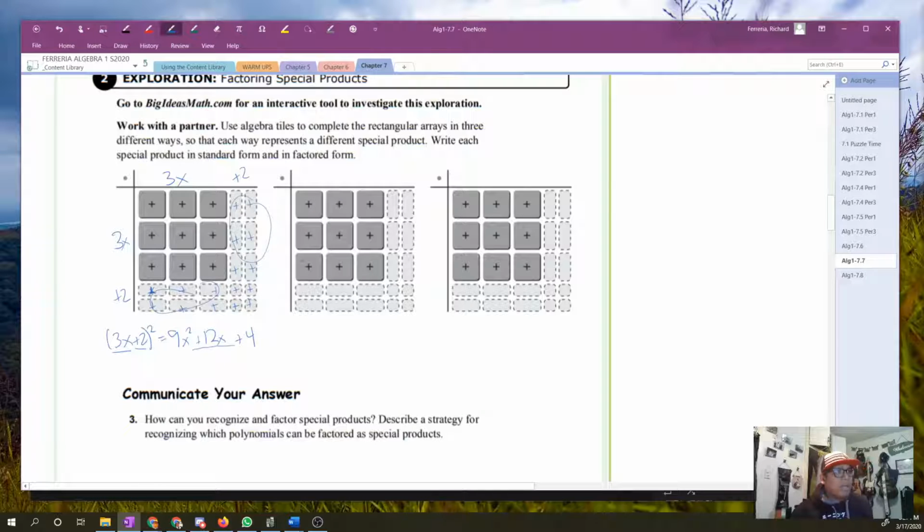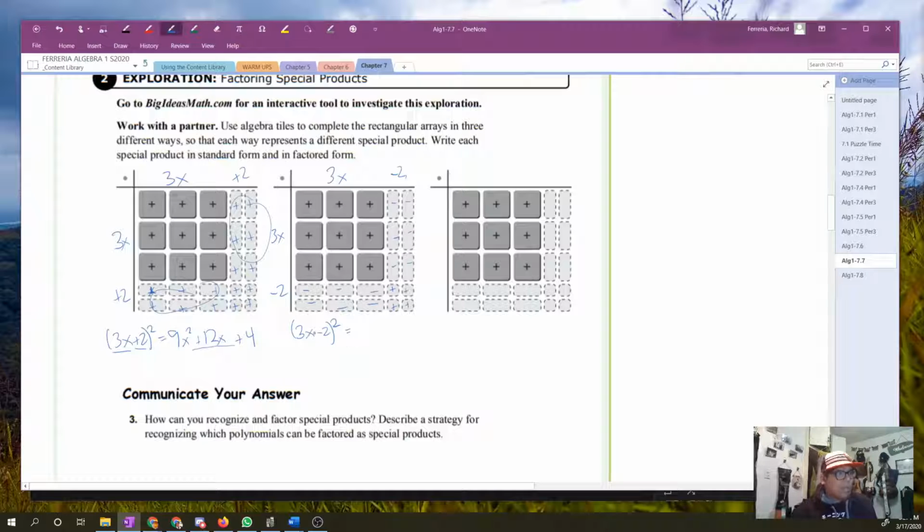Okay? Over here, the other option was maybe we did 3x minus 2 and then another 3x minus 2. So in that case, all of these are now minuses. But when we get to the bottom over here, that's going to be a minus 2 times a minus 2, so that's plus 4. So this pattern here would be 3x minus 2 squared.